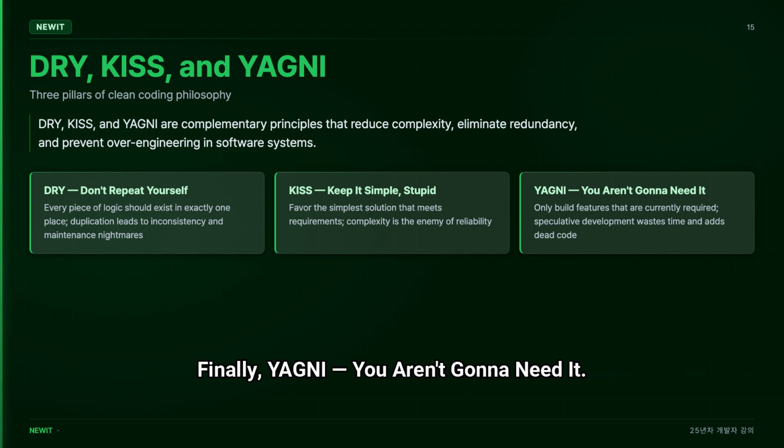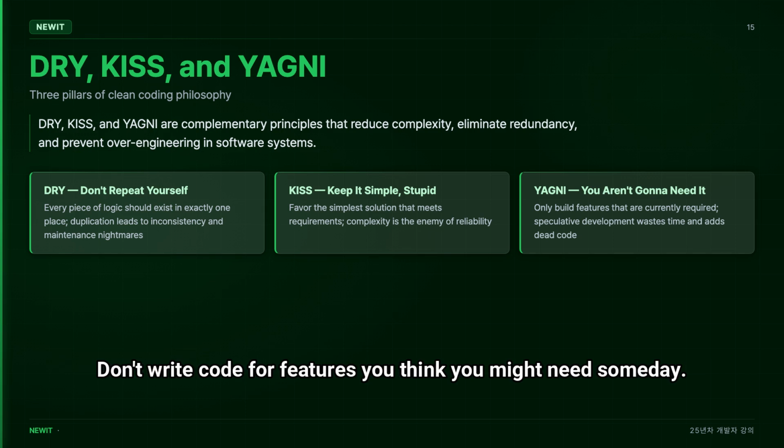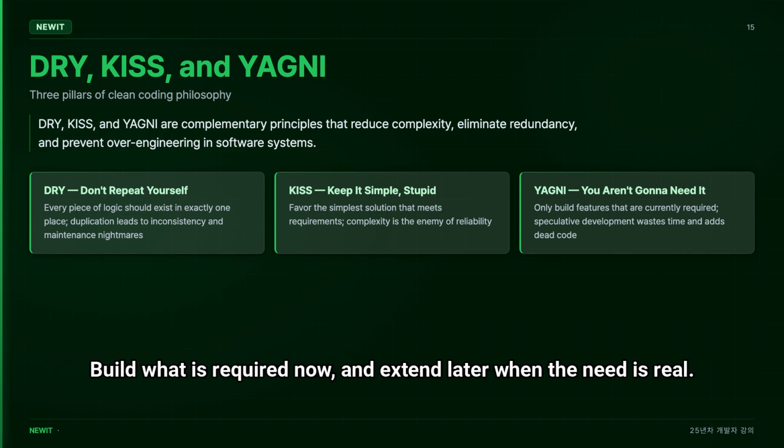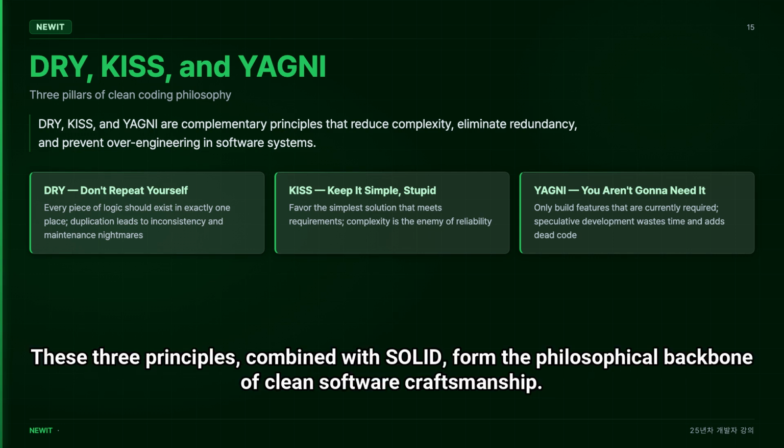Finally, YAGNI: you aren't going to need it. Don't write code for features you think you might need someday. Build what is required now and extend later when the need is real. These three principles, combined with SOLID, form the philosophical backbone of clean software craftsmanship.